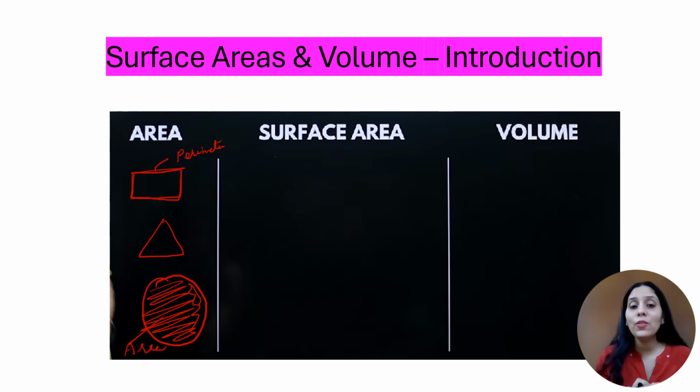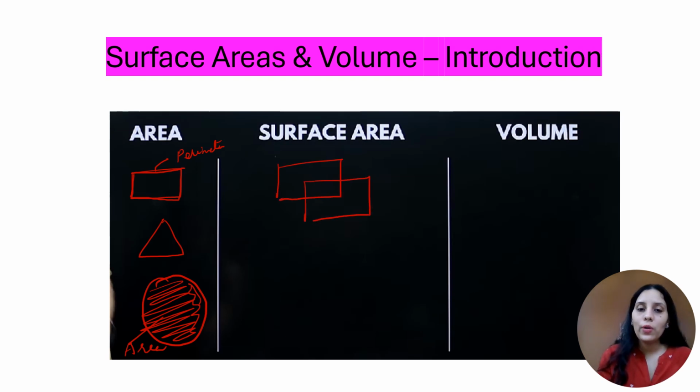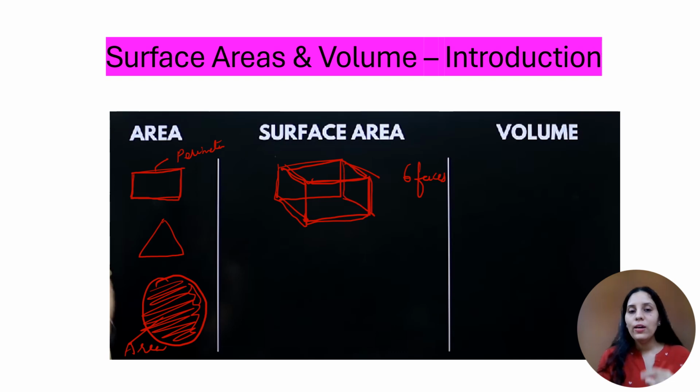Now coming to surface area. Surface area, now let me take a cube. So this is a cuboid, not cube, it's a cuboid. Here we have six faces. We can see 1, 2, 3, 4, and 5 and 6 are backside. So here we have six faces.